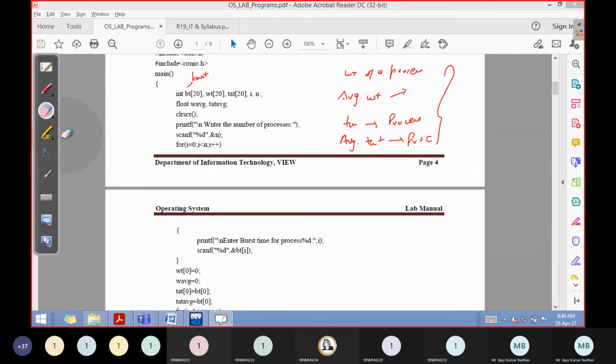Now, since I told you that we are going to calculate the waiting time of individual processes and the average waiting time, here WT is nothing but your waiting time. Then we have something called turnaround time.